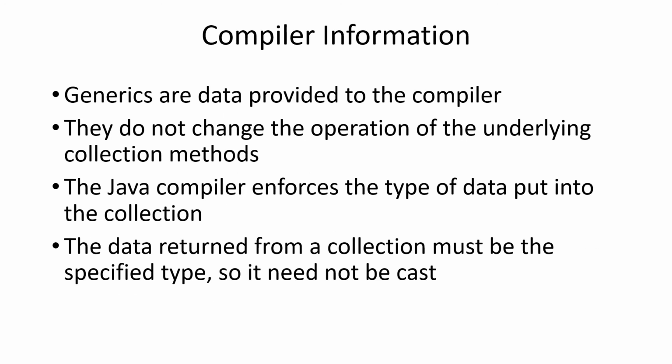Generics are actually only in the compiler. There's nothing that you have to change in the underlying method. The compiler just keeps track of what type of object is going in and knows that if you put a particular type in, then that particular type of object will be coming out. And so you don't have to cast it. It knows what it can expect.